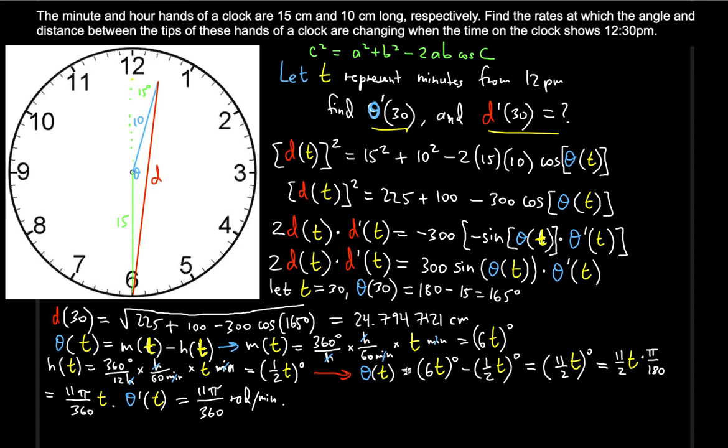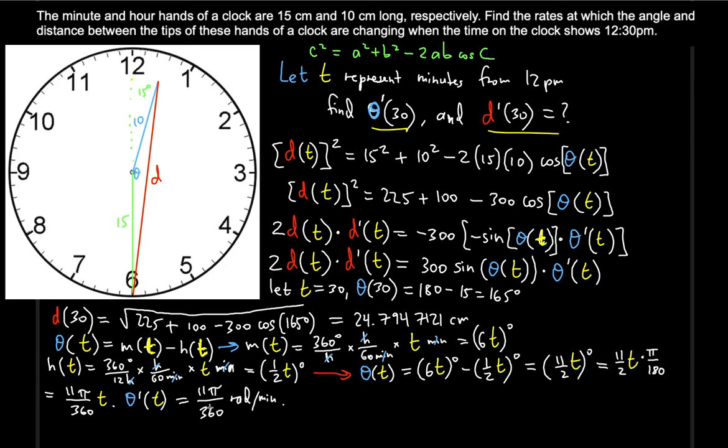Okay, so now that we found theta prime of t, we know that anytime you pick, the theta prime will always be 11 pi over 360. Okay, so theta prime of 30, for example, the rate at which the angle changes will remain 11 pi over 360 no matter what the time you're talking about on the clock. Right, so that's always going to be a constant quantity, 11 pi over 360 radians per minute.